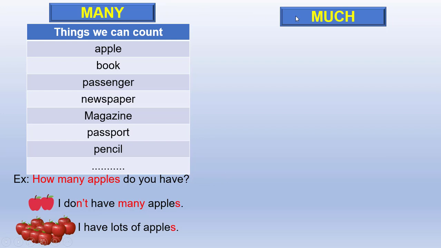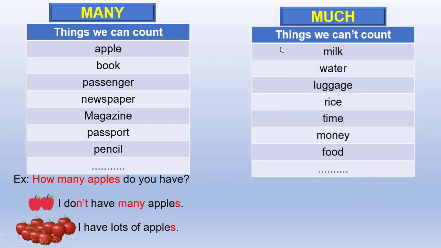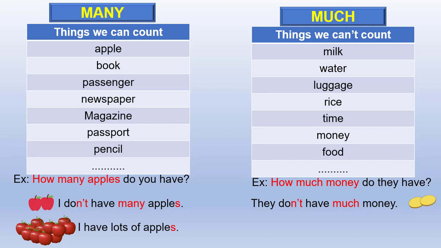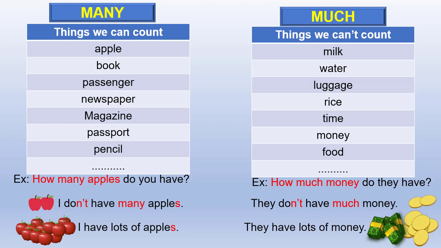But we use much for things we can't count. For example, milk, water, luggage, rice, time, money, food, etc. And I have one example. How much money do they have? They don't have much money. Look, they have lots of money, right? Can you see these pictures? Okay. As you see, we use many for countables and we use much for uncountables. But we can use lots of for both.